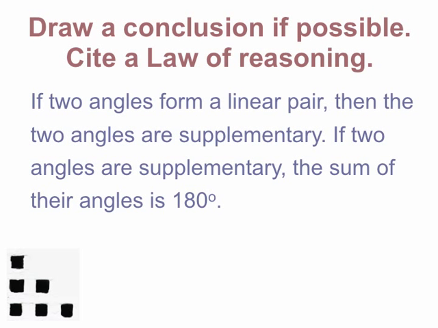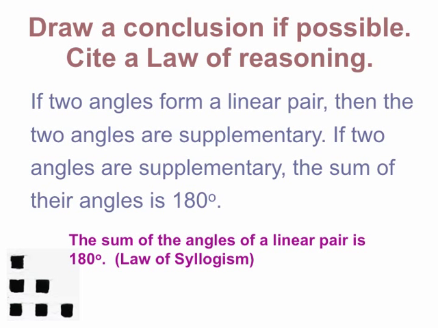Here we're given two conditional statements. If two angles form a linear pair, then the two angles are supplementary. And if two angles are supplementary, the sum of their angles is 180 degrees. Can we draw a conclusion, or can we write a third conditional statement? Yep, the sum of the angles of a linear pair is 180 degrees. We could also have said, if two angles form a linear pair, then the sum of their angles is 180 degrees. That's by the law of syllogism.